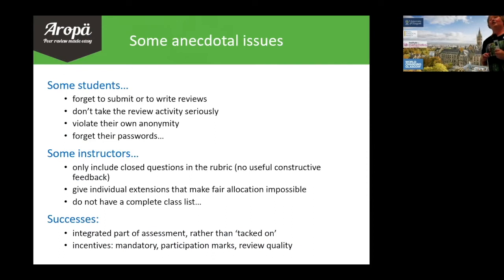So here are some just anecdotal issues that we've collected over the years. Some students forget to submit their documents. They forget to submit their reviews. Sometimes they deliberately don't write their reviews because they couldn't be bothered. Sometimes they don't take the review activity seriously. Sometimes they violate their own anonymity by putting their name at the top of their review. They forget their passwords. There's all these things that students do, that's how students are. We would all like all our students to be perfect. I'm afraid they're not.